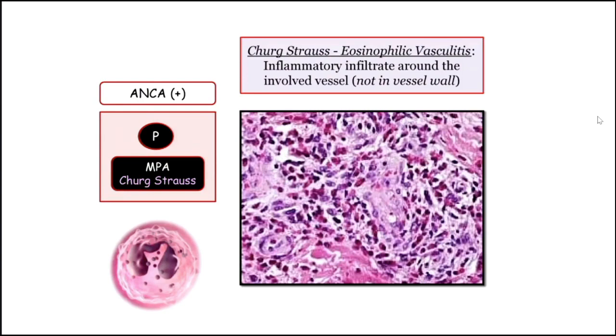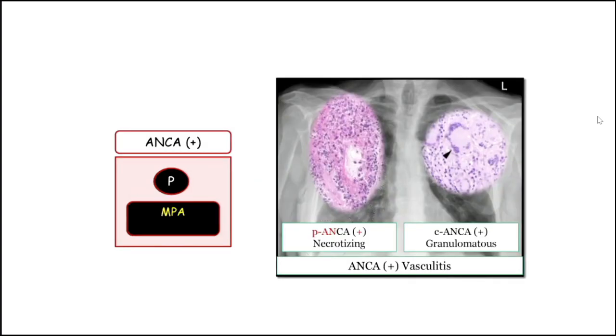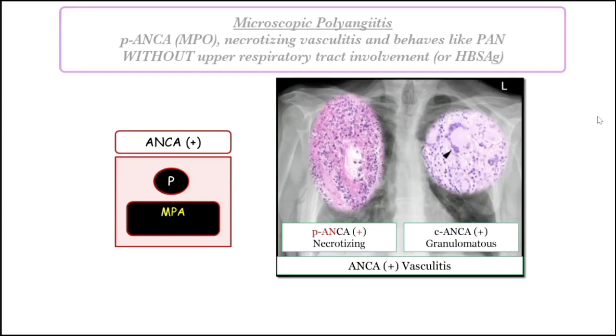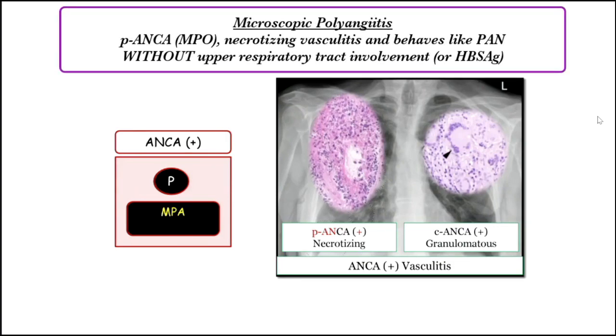It's an eosinophilic vasculitis. I like that description of it, and whether the inflammation is around the vessel or in the vessel wall doesn't really matter to our discussion. MPA, microscopic polyangiitis. So it's P-ANCA, and it actually behaves like PAN. So it is a necrotizing vasculitis. It does not involve the upper respiratory tract, compared to C-ANCA, GPA, Wegener's, which involves the upper respiratory tract.